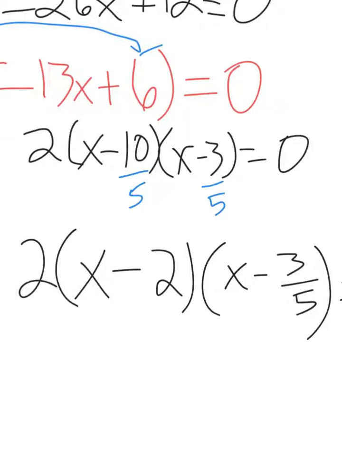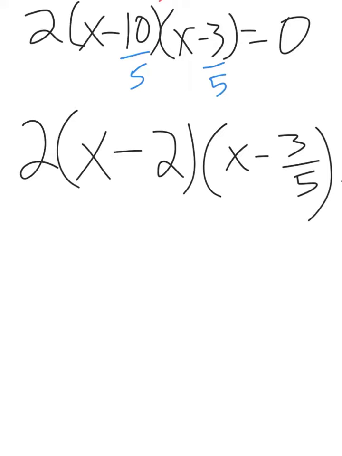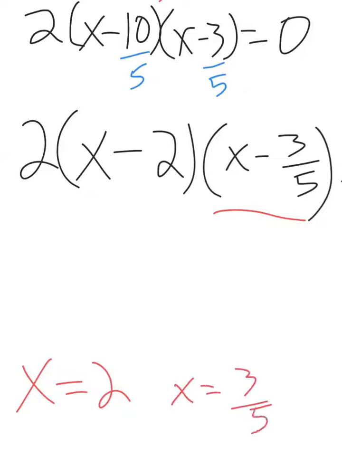But, okay, from this step, you can gather your solutions because you're just flipping the signs. And so I can say that x is going to equal 2 from right there. All right, and x is going to equal positive 3 over 5 from right there.